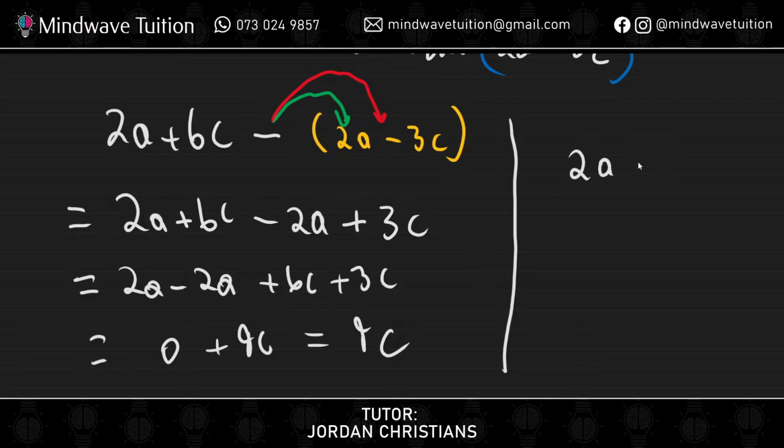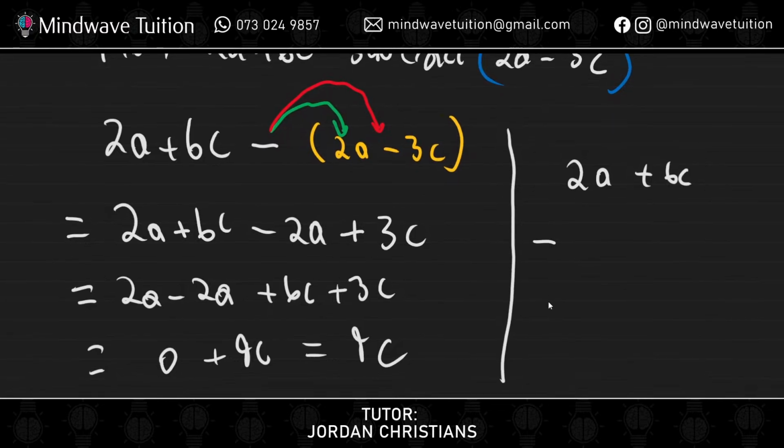So if we want to write it in this format, plus 6c, what we have to do is minus this term. So we'll take this term of 2a minus 3c. We're subtracting the entire term, so we'll say minus 2a because this is just a positive 2. And then this is minus 3c, so this now needs to become positive 3c, because a negative and a negative makes a positive. So 2a minus 2a will just give us 0. And then plus 6 plus 3 will just give us plus 9c.